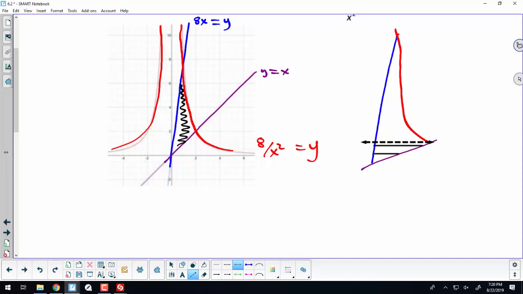Does that make sense? I think if you draw these things out and draw your rectangles, that's a really crucial thing to do because it sets up everything for the problem. Am I doing this with respect to x or y? Is it top minus bottom? Is it right minus left? It all depends on how you're slicing, vertically or horizontally.